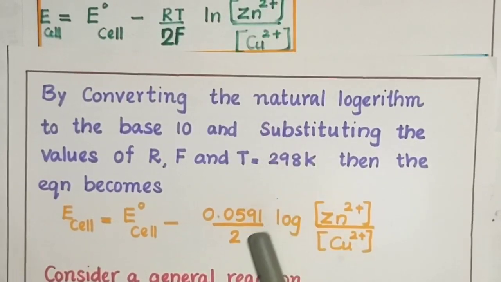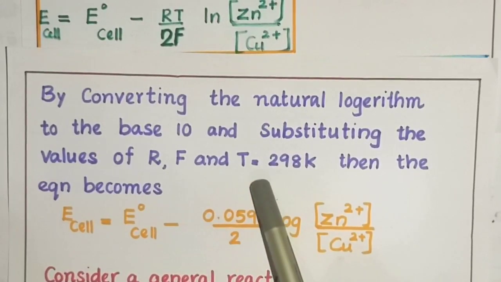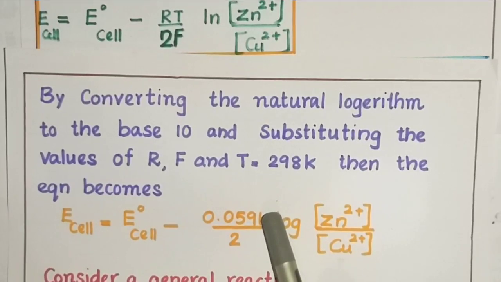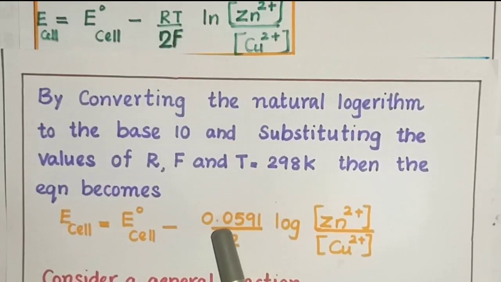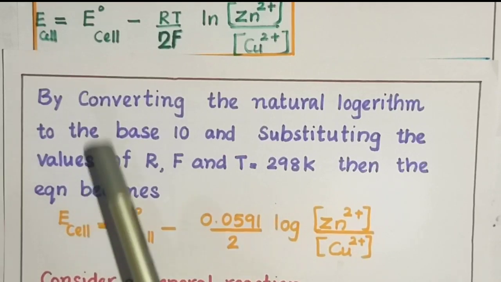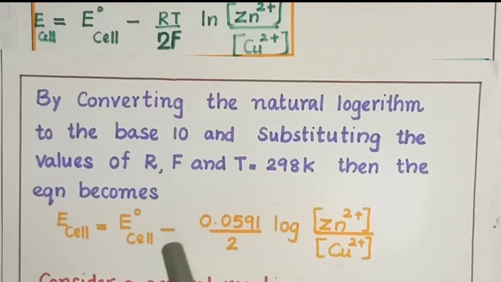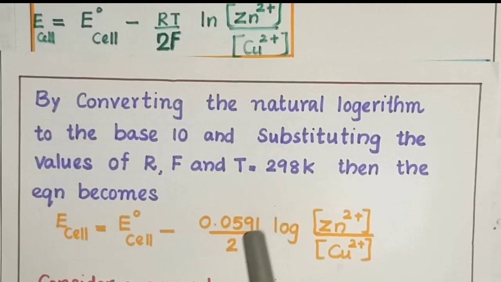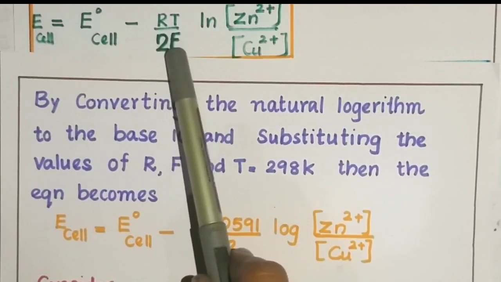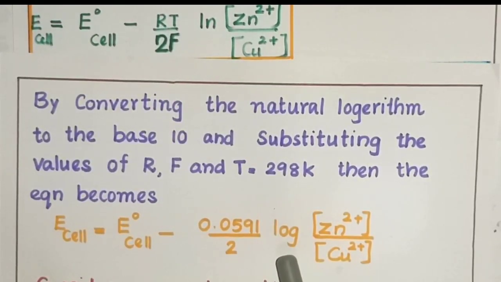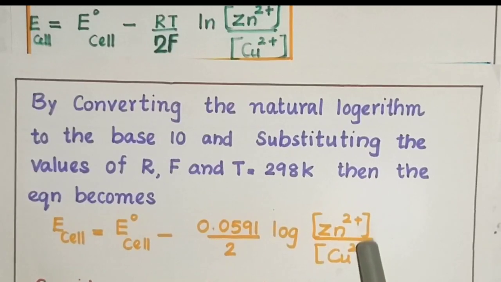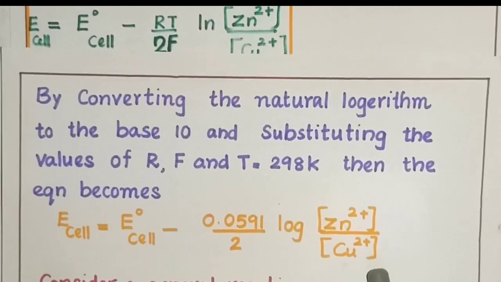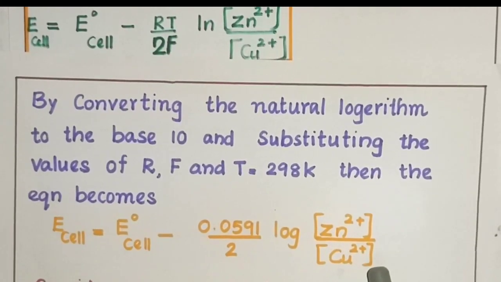Then we get the value 0.0591. Then this equation changes to E cell is equal to E0 cell minus 0.0591 divided by 2 log concentration of Zn2+ divided by concentration of Cu2+.